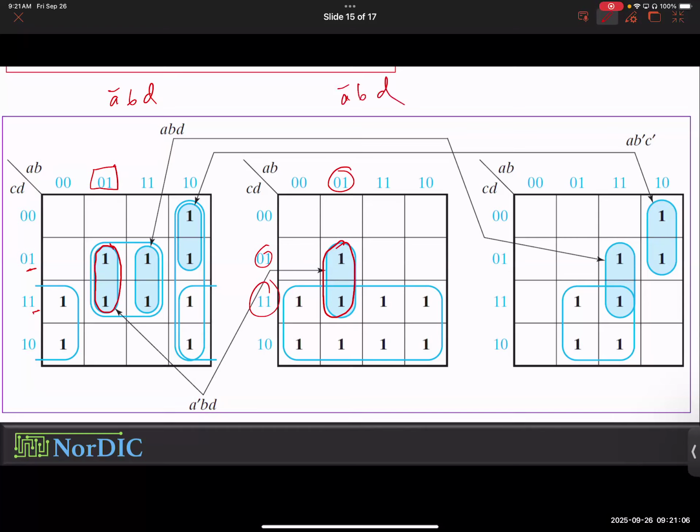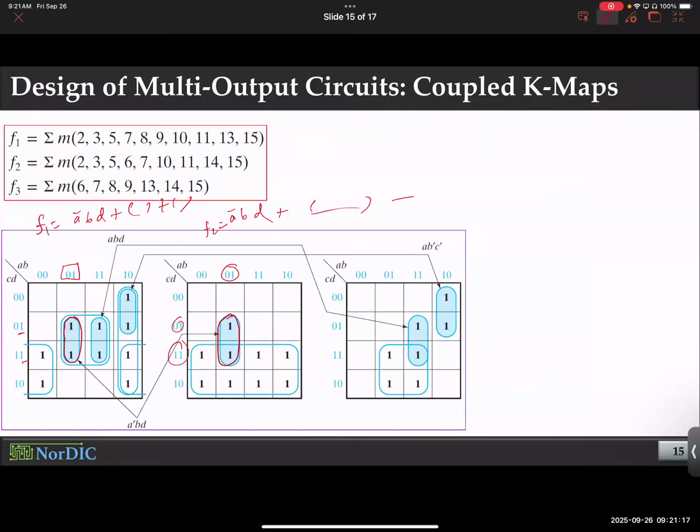Now imagine if this is part of F1 and there are other terms as well, and this is part of F2, there are other terms as well. But there is one common term between F1 and F2, as you see, which I could share. You see that, folks? Does that make sense? Okay. Similarly, you can come up with a term corresponding to this group of 1, and you will see you could reshare it with the third function. So that's exactly what I'm telling you.